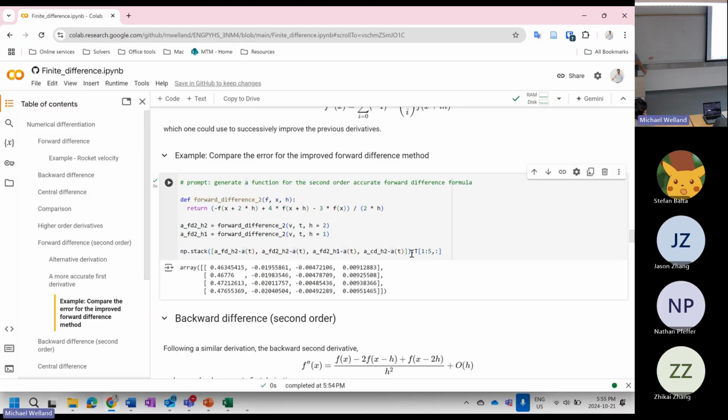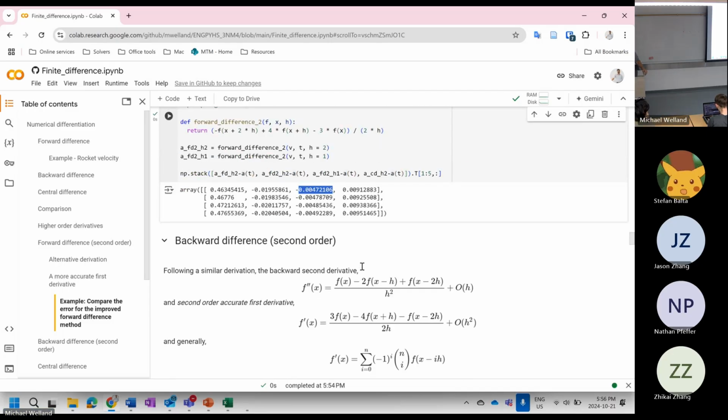Central difference is over here. This is for the same step size h2. It's kind of neat because even with the improved version, central difference, which again only needs the two function evaluations, is actually still comparable.